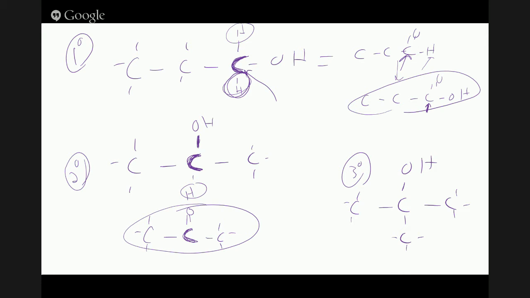If I look at the tertiary alcohol, this carbon that I'm highlighting now does not have any hydrogens attached to it directly. So I can't oxidize that carbon, even though it has an alcohol here. I can't oxidize that carbon because there are no hydrogens that I can remove. So that's the difference between primary, secondary, and tertiary alcohols in terms of oxidation.